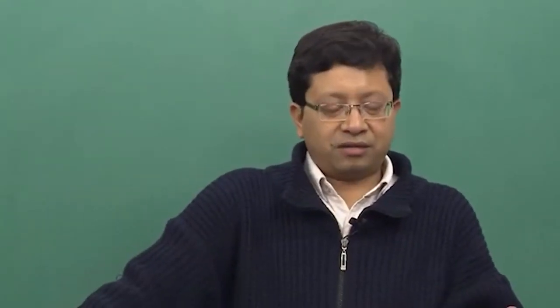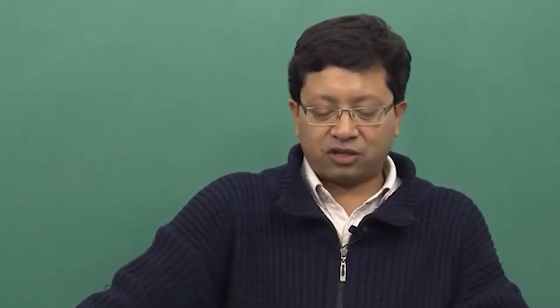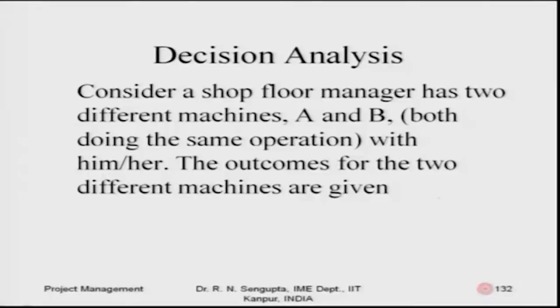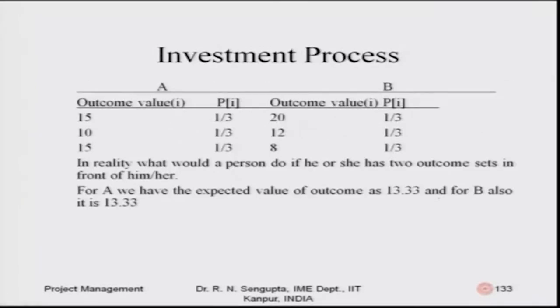So, continuing the discussion, consider a shop floor manager has two different machines marked A and B, both doing the same type of operations. Consider it is a grinding machine, both of them do the grinding work. Or considering the lathe machine, they do the lathe work. Or say, for example, the CNC machine, they do different types of jobs. The outcomes from the two different machines are given. How? Let us see this table.